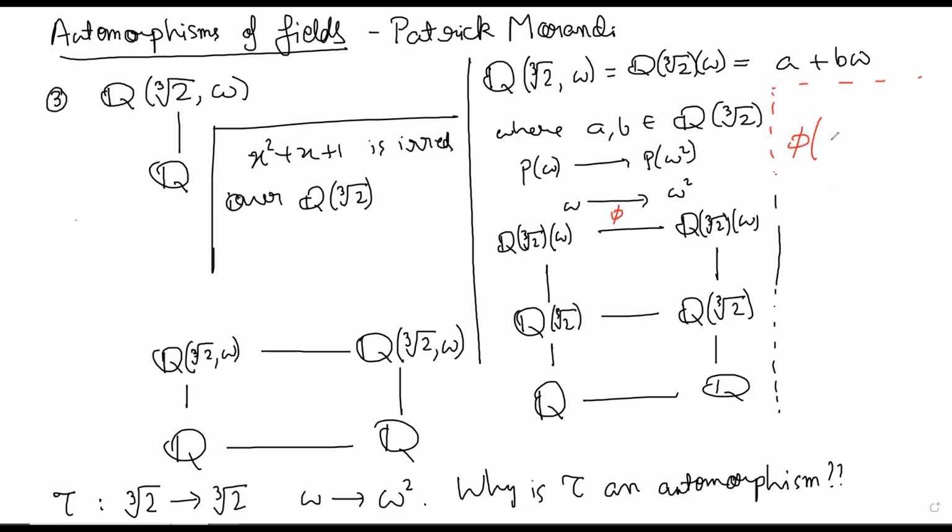Suppose I have phi, and now, as you asked, how does an arbitrary element look like? It will, let's say, look like a plus b omega. So where do you plan to send it? Right, exactly. And phi of omega is omega square. Then what do you need to prove now? Everything looks nice, but is there something that we need to prove?